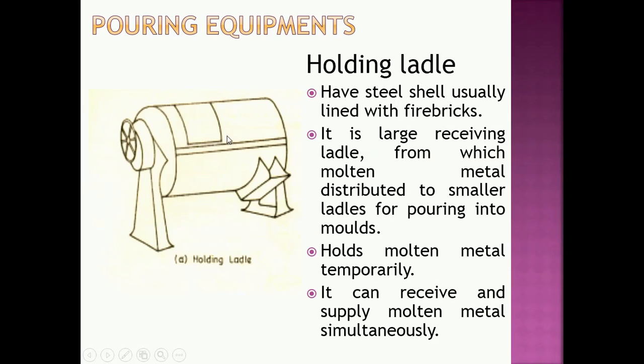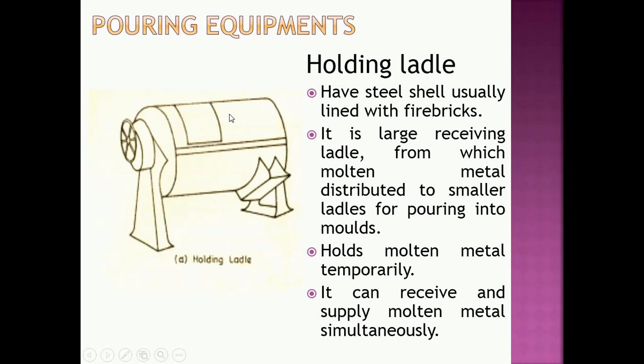It is cylindrical in cross section and usually lined with fire bricks from the inner surface. It is a large receiving ladle from which molten metal is distributed to smaller ladles for pouring into the molds. It holds molten metal temporarily. It can receive and supply molten metal simultaneously.